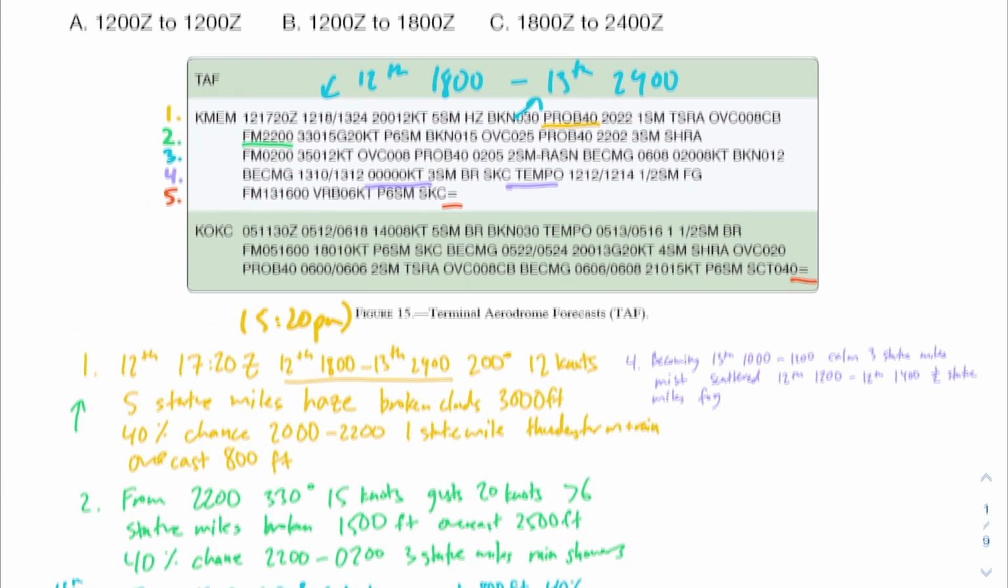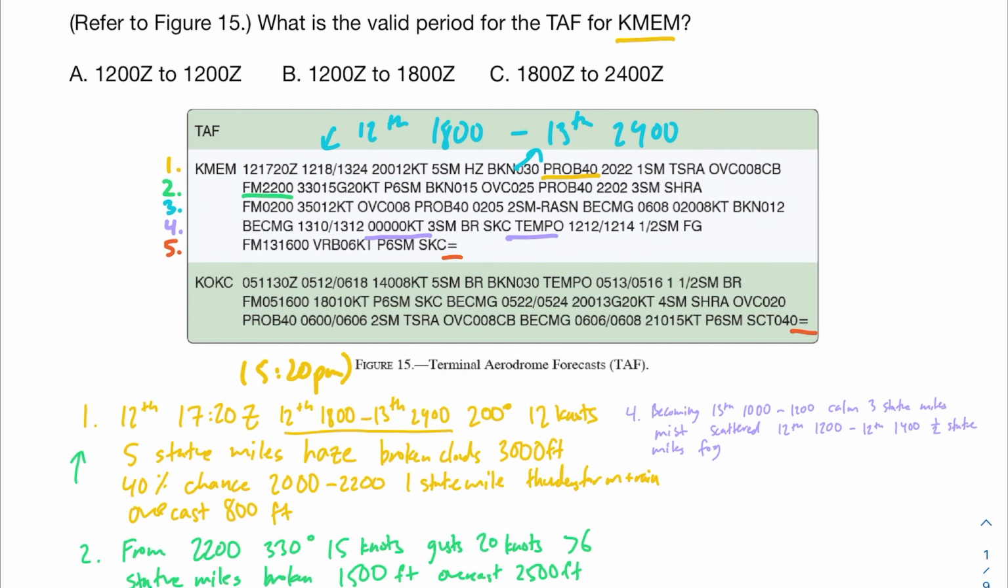So let's go ahead and go back to our practice problem, which says, what is the valid period for the TAF of KMEM? See if you can figure this out on your own, and then I'll go over the answer. So the correct answer here is C, from 1800 Zulu to 2400 Zulu. How do I know that? Well, remember this first time is the date and time at which this TAF was issued, but then the information after that represents the period. So issued versus period is slightly different. Issued is probably going to be before the period, and the period is going to be typically between 24 to 30 hours. So from 1800 on the 12th to 2400 on the 13th makes this the right answer.